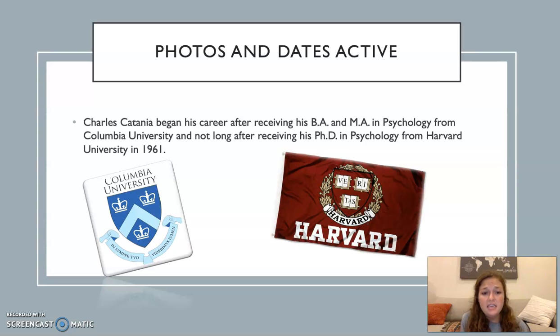So Charles Catania began his career after receiving his BA and MA in psychology from Columbia. Just a couple years later, he went and got his PhD in psychology from Harvard University in 1961, which is actually where his career really took off.